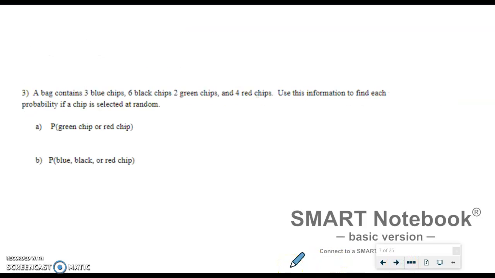Okay. Now let's look at another scenario in which we have a bag that contains 3 blue chips, 6 black chips, 2 green chips, and 4 red chips. So overall, how many chips do I have in my bag? 3 plus 6 is 9, plus 2 is 11, plus 4, I have 15 chips. Okay, in my bag, I have 15 chips.